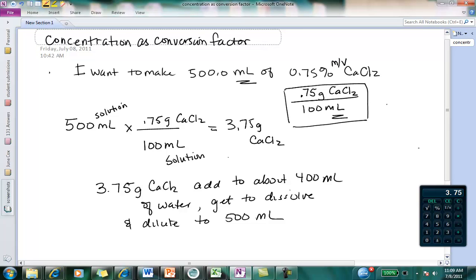But in any rate, you can see that I have used concentration to convert volume of solution to the mass of the solute. You can do it the opposite way too. Somebody can tell you that you've got a certain amount of calcium chloride, and how many milliliters of solution can you make with that? You would then use your solution concentration flipped so that you would find out how many total milliliters that you can make.